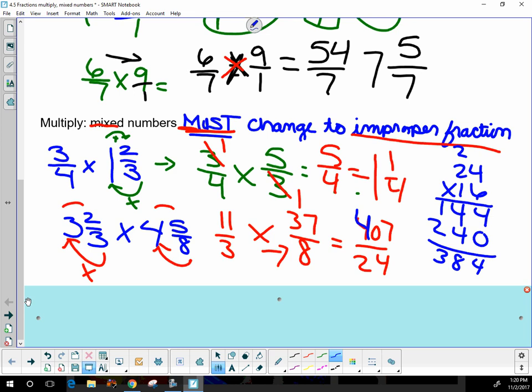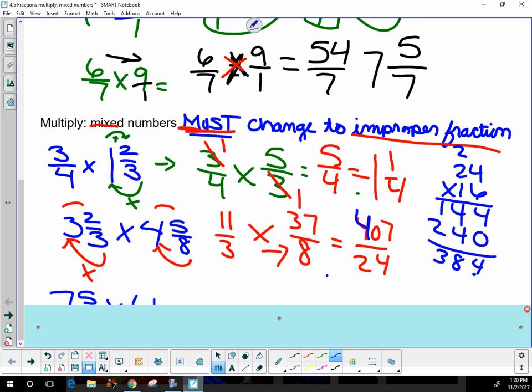$384. Can I get any closer? Could I have gone with 17? I don't think so. I think I would have been over, because I would have an 8 if I had another one here. Okay, so my whole number now is 16. And my leftovers are, I'm sorry I have to keep erasing this work, but I'm sort of running out of room here.